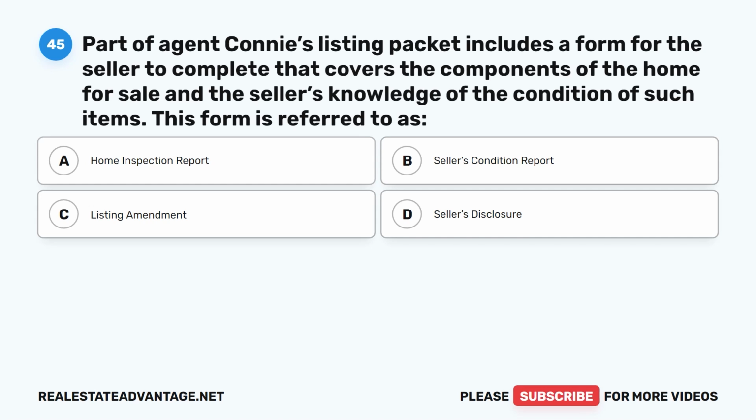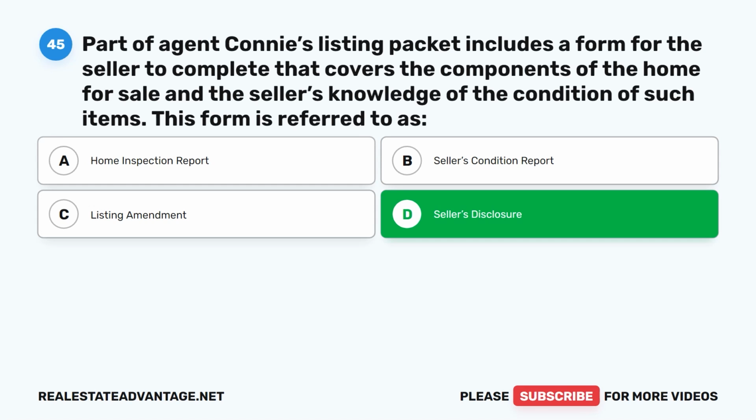Question 45. Part of Agent Connie's listing packet includes a form for the seller to complete that covers the components of the home for sale and the seller's knowledge of the condition of such items. This form is referred to as A. Home inspection report, B. Seller's condition report, C. Listing amendment, D. Seller's disclosure. The correct answer is D.